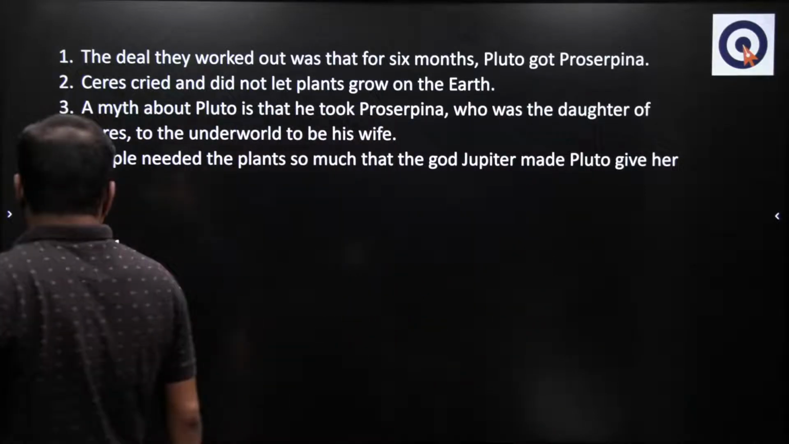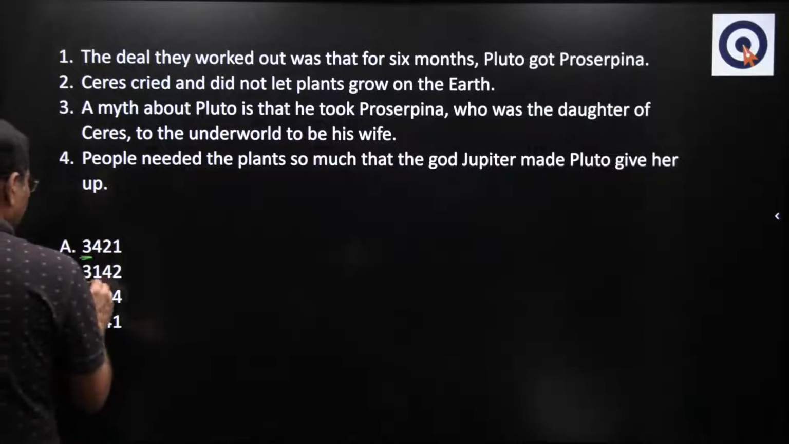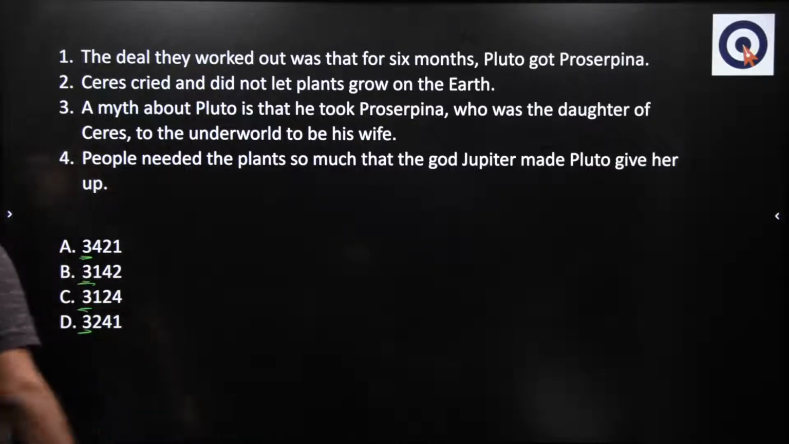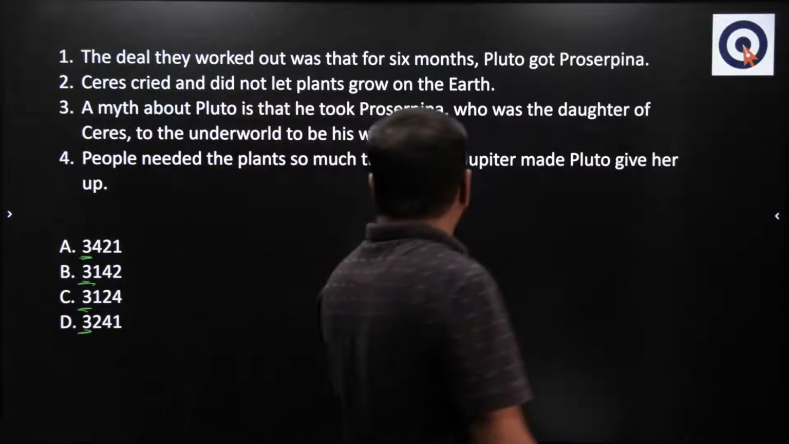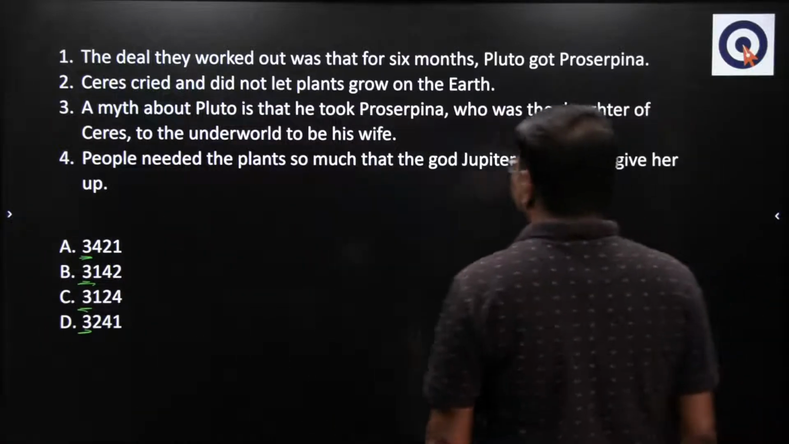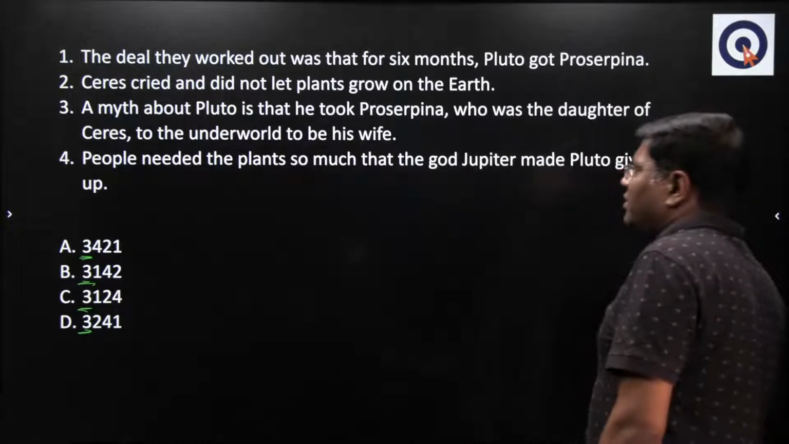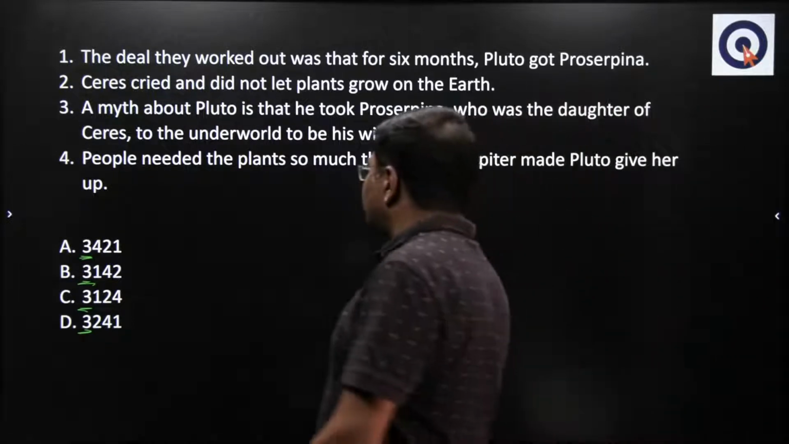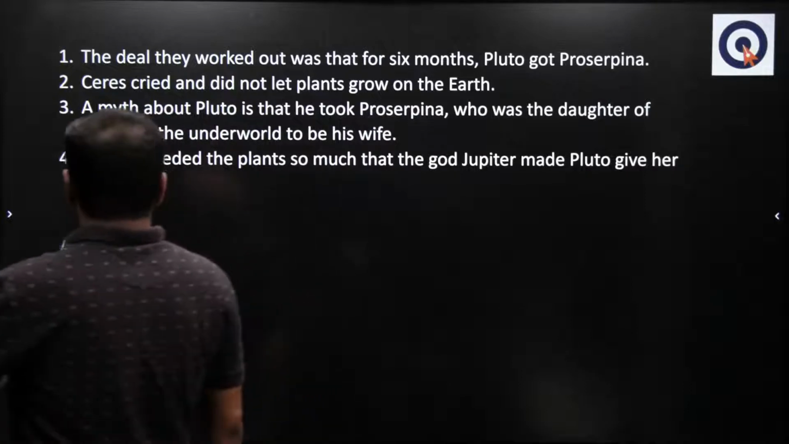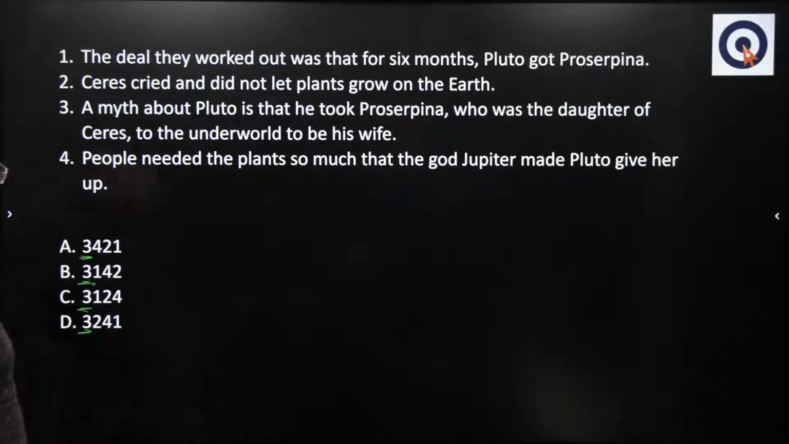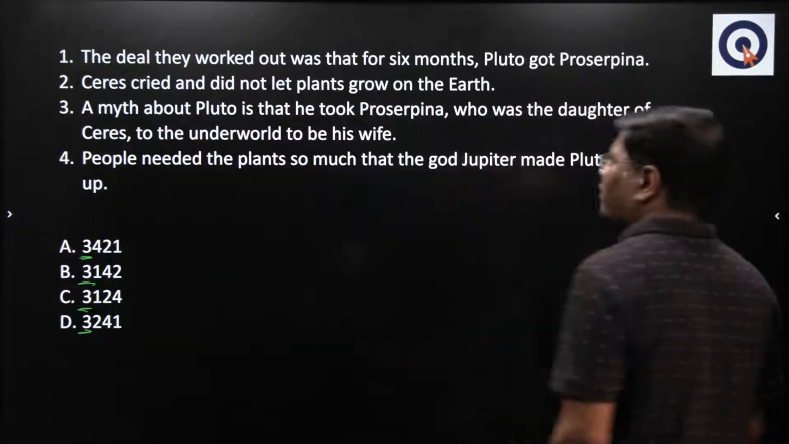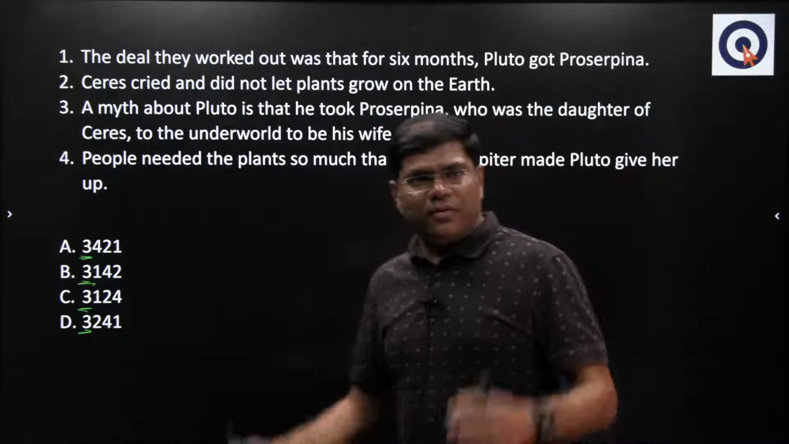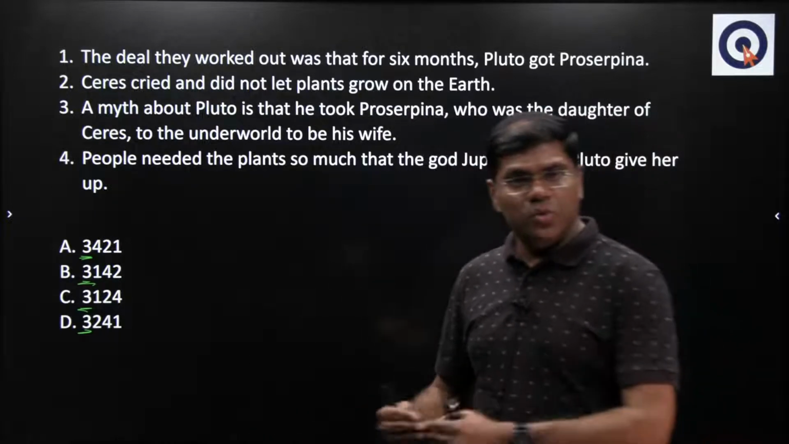Here too, you'll find that 3 is the opening sentence in all the cases, right? What it says: a myth about Pluto is that he took Proserpina, who was the daughter of Ceres, to the underworld to be his wife. So there is a myth about Pluto, and what is that myth? That he took Proserpina, the daughter of Ceres, to the underworld. Okay, so there is a myth, and he took the daughter to the underworld.